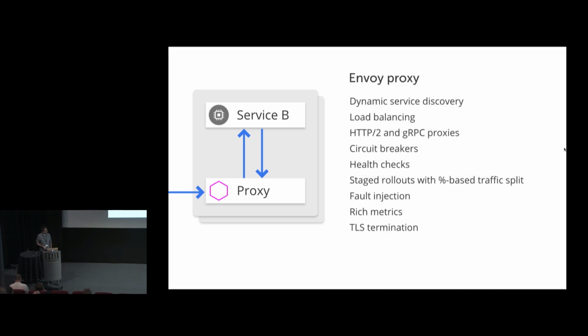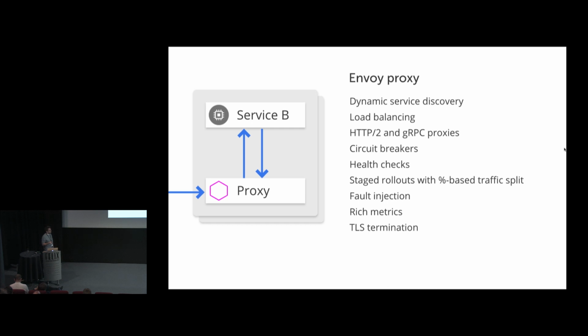So what's used in Istio is something called the Envoy proxy, and this was created by Lyft, and it's written in C++, so it's really high performant, and it does a lot of things. It can do dynamic service discovery, it does load balancing, and you can see all the other things there. So it doesn't just do HTTP, it also does gRPC. And we can add things like circuit breakers. We can add things like staged rollouts with percentage-based traffic split.